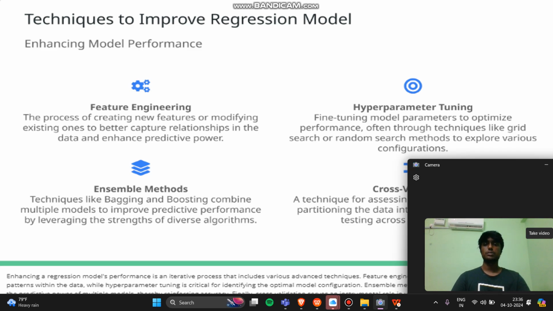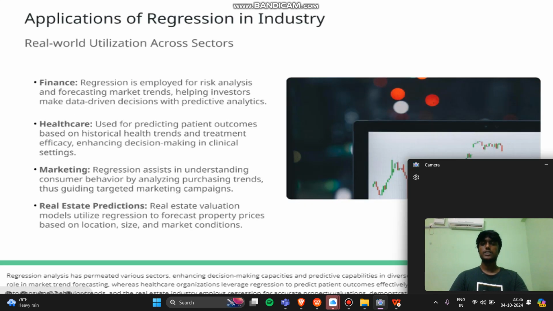The other methods are normally available. Applications of regression in industries. There is a wide range of applications of regression in our industries. Let's see the various sectors like finance, healthcare, marketing, and real estate predictions. For example, let's take finance. There are stock markets where you can trade, so there regression will be used. In healthcare, it is used for predicting patient outcomes based on historical trends and treatment efficacy.